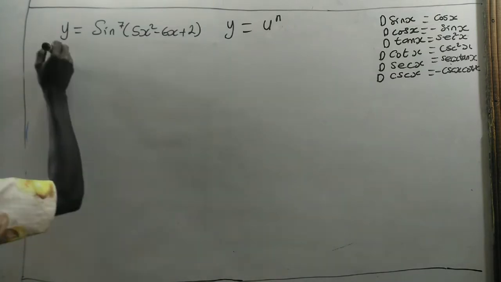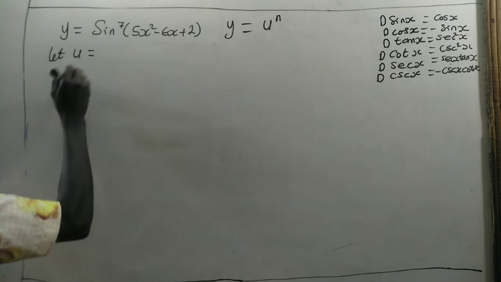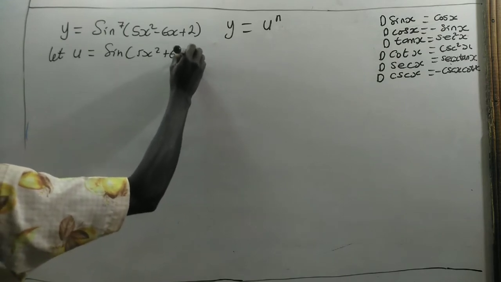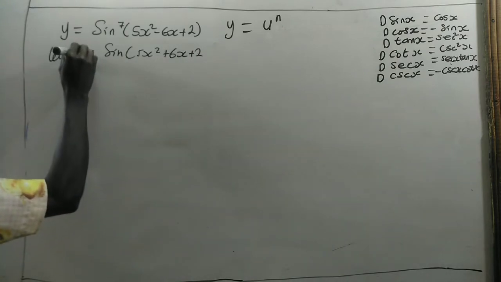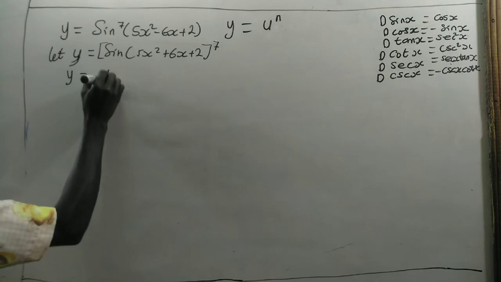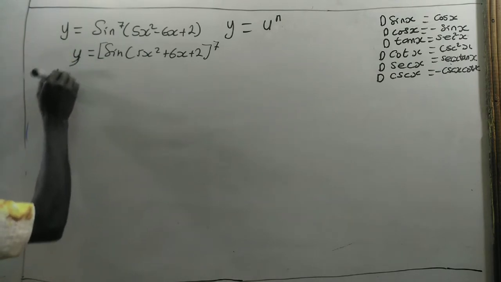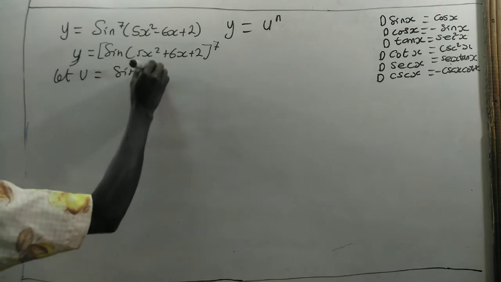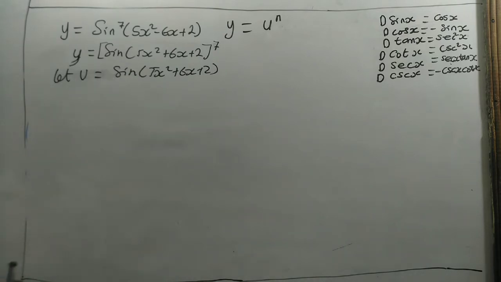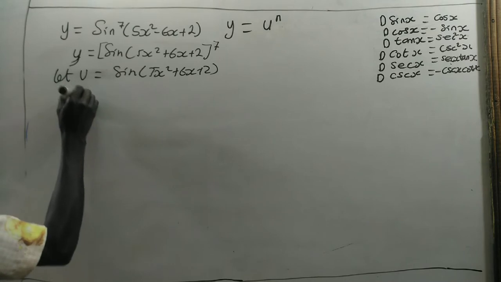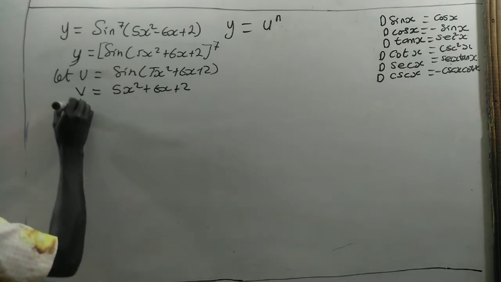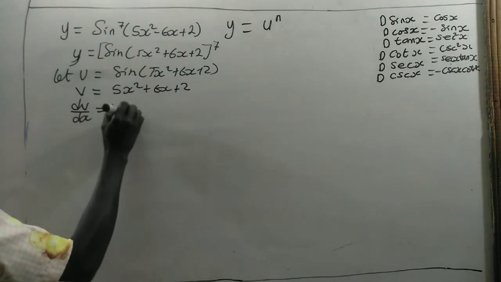Yes, let's do it. So here we let u be equal to sine of (5x squared plus 6x plus 2). Or we will not let u yet; let us do the simplification first. So we have y is equal to, we will now let u be equal to sine of (5x squared plus 6x plus 2). So let's do the differentiation for u. That will take us to the chain rule. So here you let v be equal to 5x squared plus 6x plus 2, given dv on dx is equal to 10x plus 6.